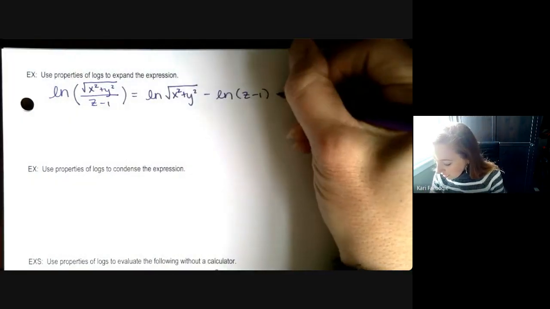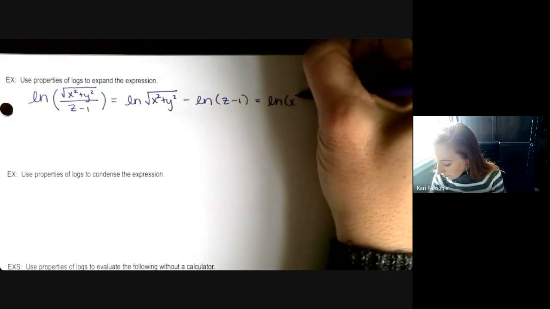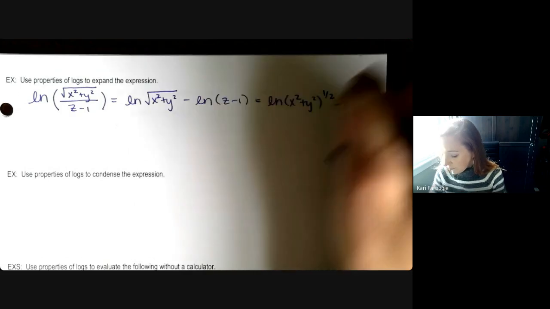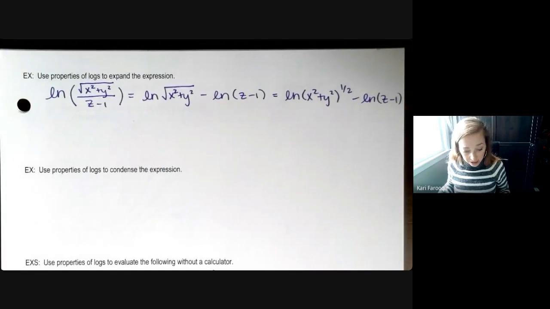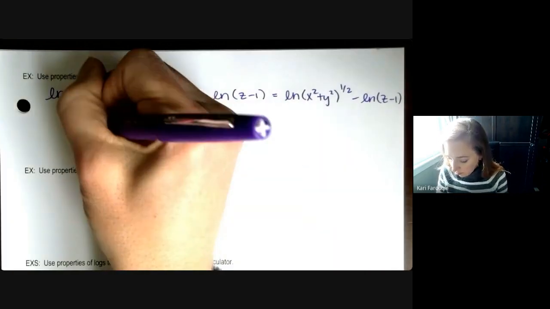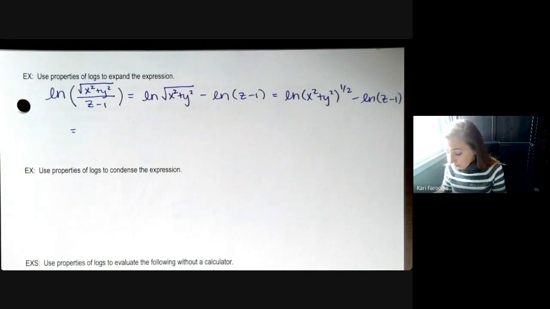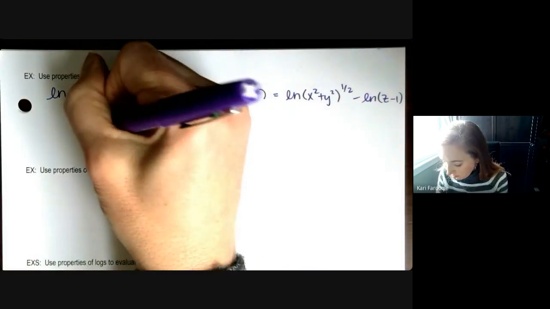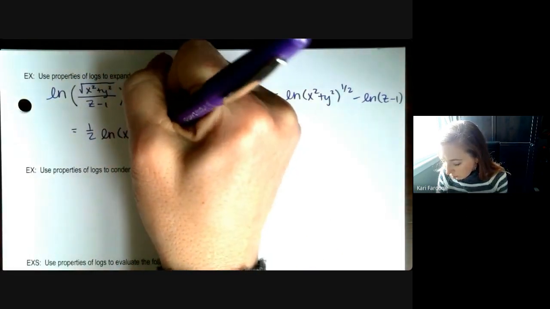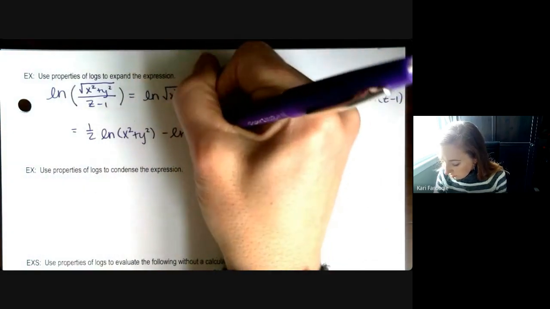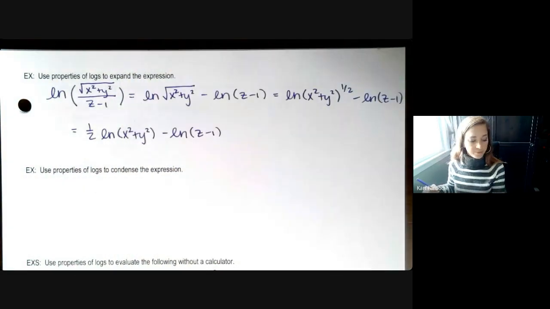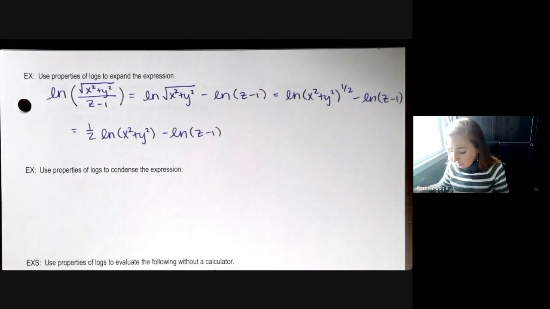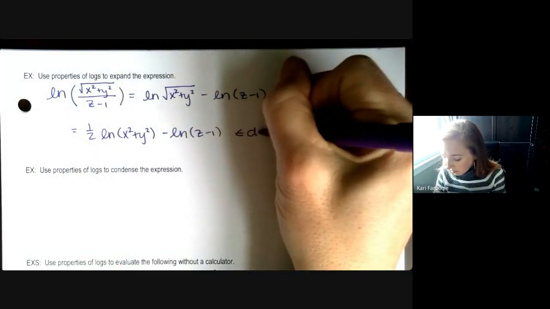Now, I'm going to rewrite the first term, x squared plus y squared, to the 1/2 power. Running out of space here. Now I can use this power rule for logarithms, pull that 1/2 power out and move it in front of the expression. I'm going to rewrite this now as 1/2 ln of x squared plus y squared, minus ln of z minus 1. That's it. Stop. You can't do anything else. We've completely expanded it. This means that you're done.